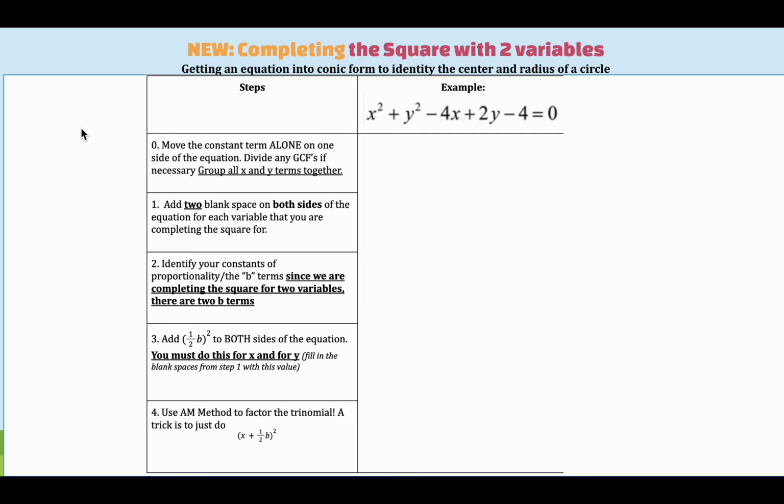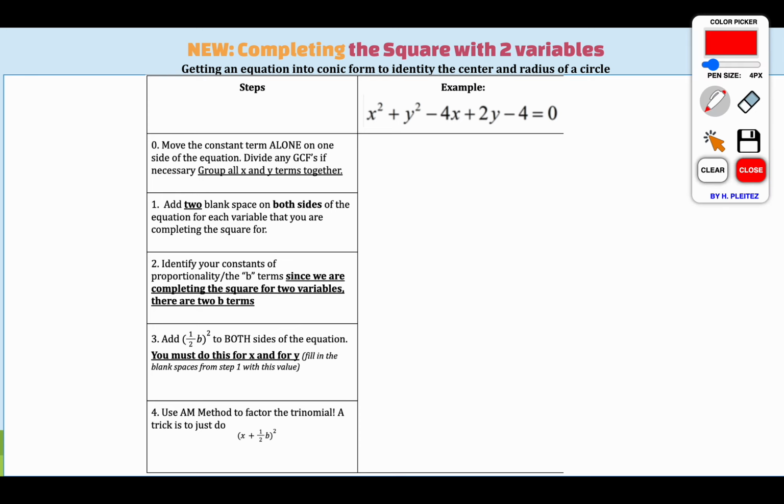So now this equation that you see here, x squared plus y squared minus 4x plus 2y minus 4 equals 0, that is the equation of your circle in general form. Now, if this was given to you and they say, hey, find the center and the radius, you're going to be lost. We need to get it into that conic form where we have x minus h squared plus y minus k squared equals r squared. We need it in this form so that we can make those conclusions, right?